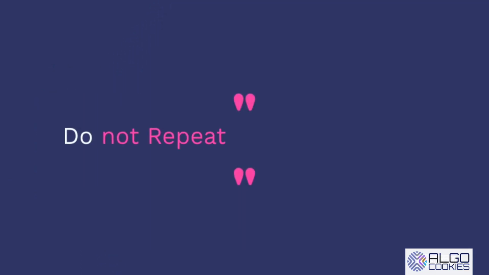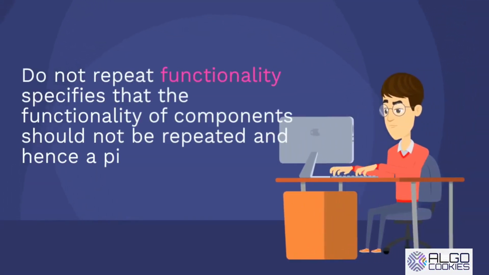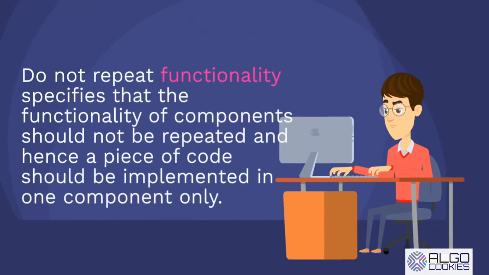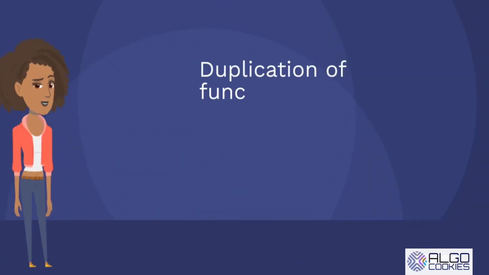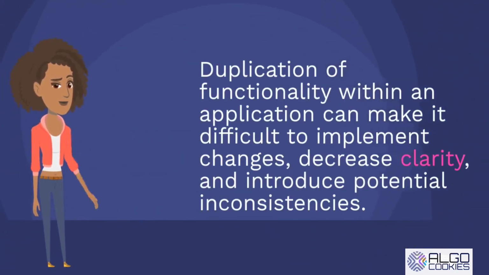Do not repeat the functionality. Do not repeat functionality specifies that the functionality of components should not be repeated, and hence a piece of code should be implemented in one component only. Duplication of functionality within an application can make it difficult to implement changes, decrease clarity, and introduce potential inconsistencies.